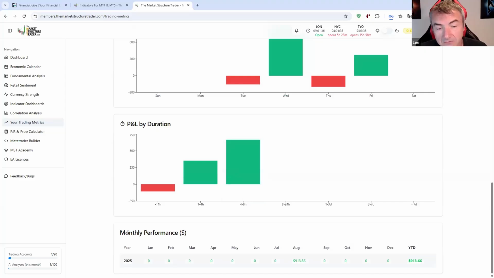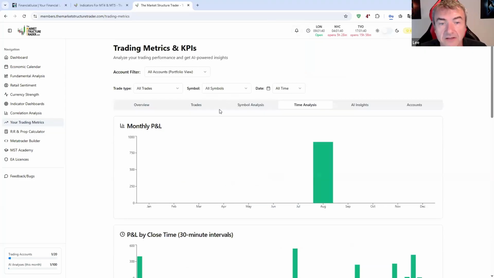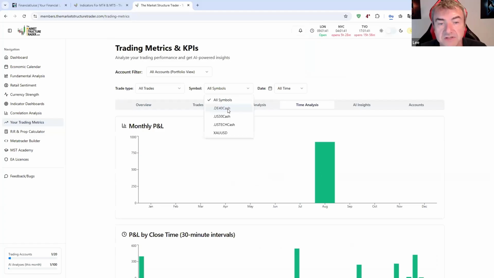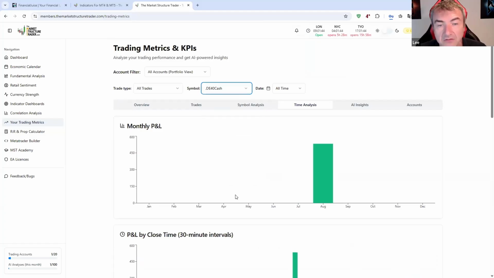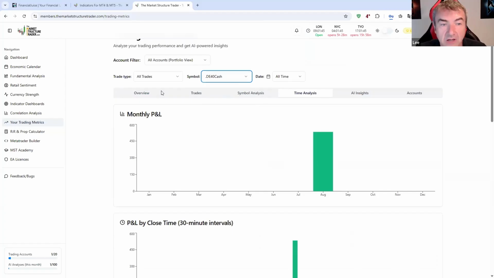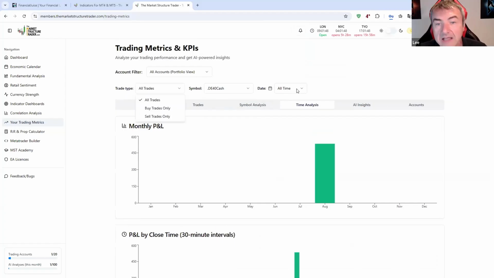And we've got a P&L performance down here, which is month by month. You can filter all of this by individual symbols. So if I just want to see how are my DAX trades doing, you can do that. And you can also look at buys or sells only, and you can look at specific data sets. So just show me the last week's worth, 30 days, 90 days, or the last year's worth of data.